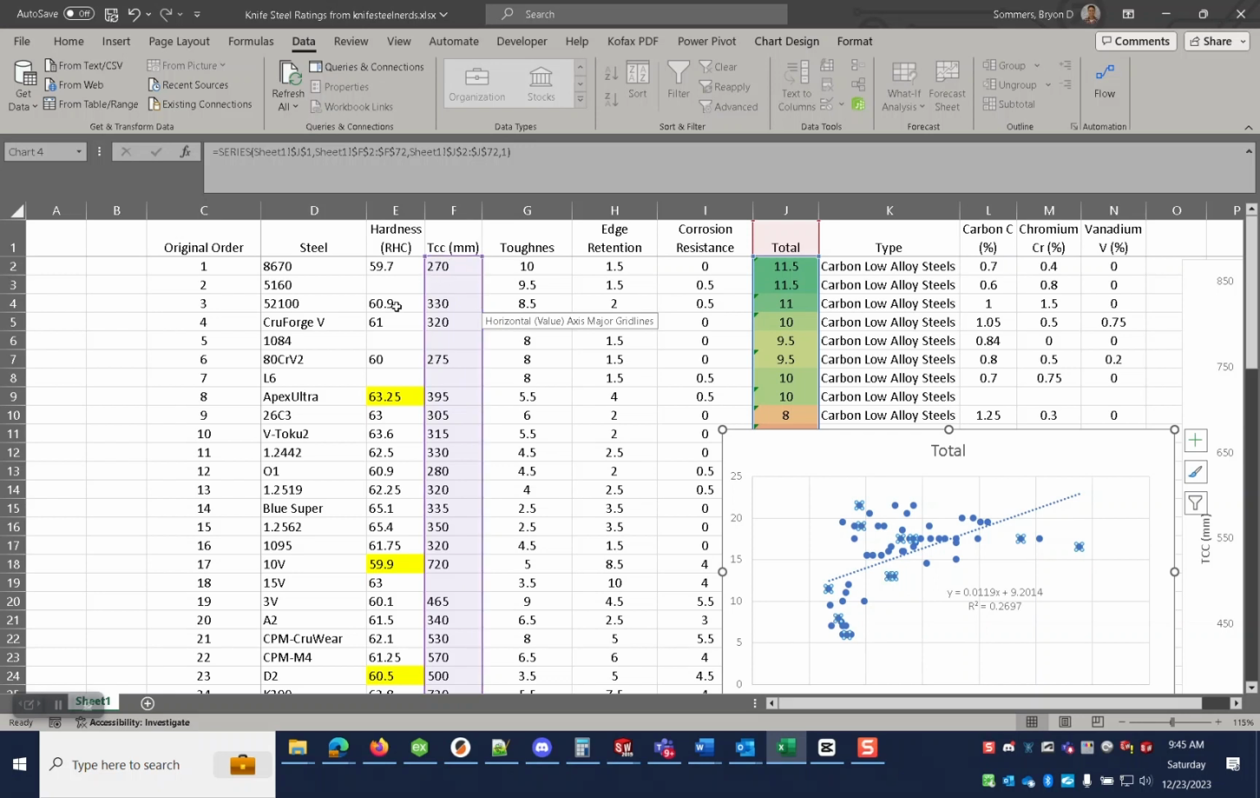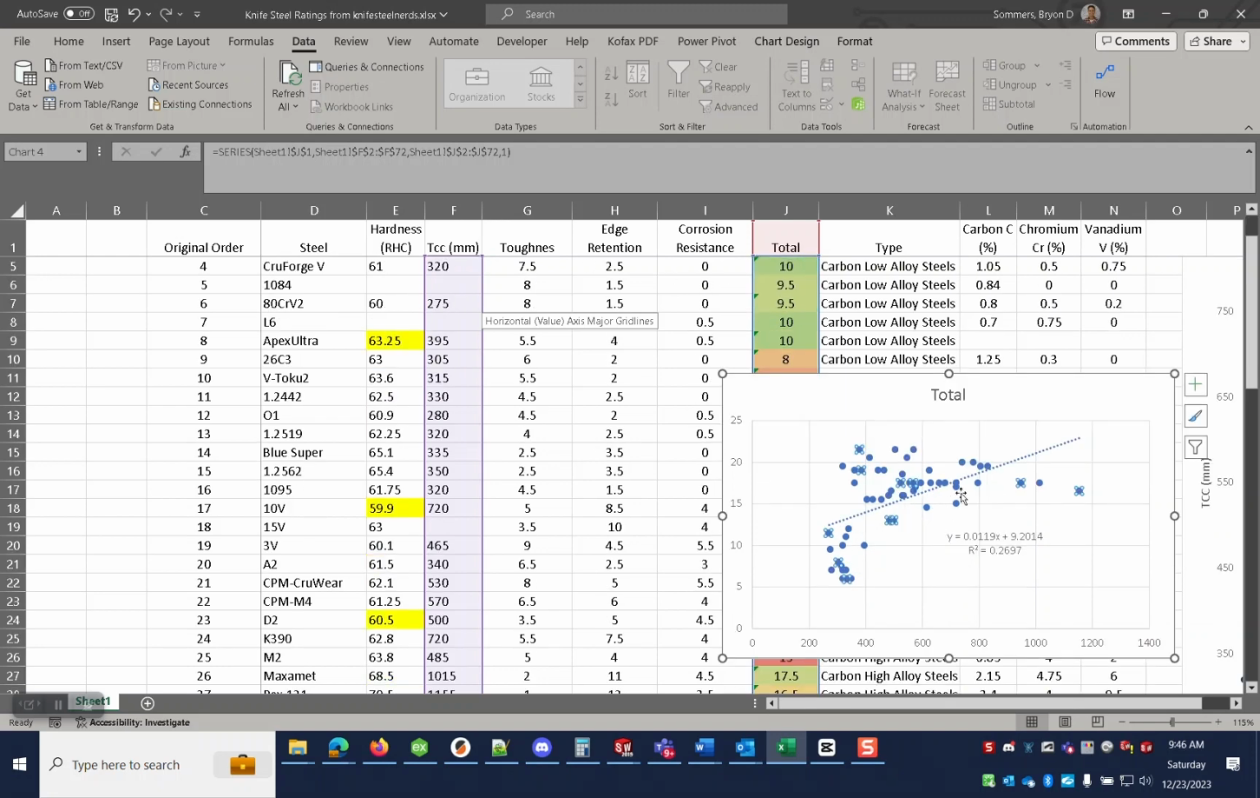Then if I go to cut length, or TCC, total cards cut, I do see a relationship, a weak relationship, but there is a relationship. So the rating of the steel overall against total cut does have a positive relationship. It's a weak R-squared value, so it's weakly correlated. As you go up in cut length, your total rating goes up. That kind of makes sense.